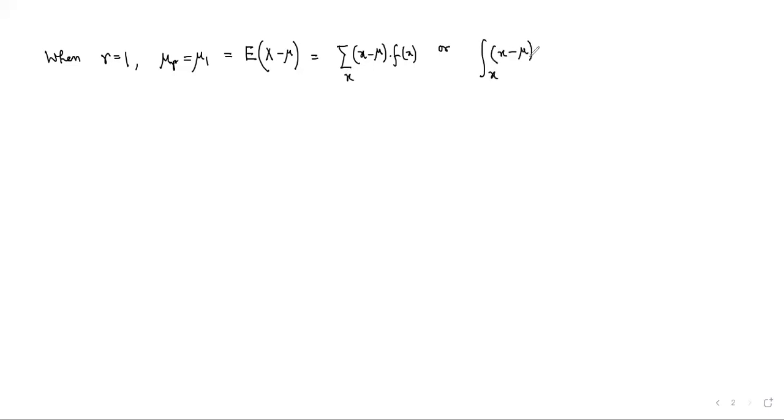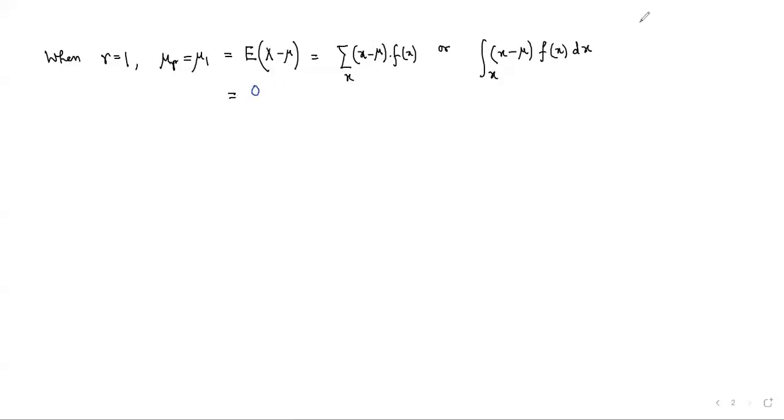When r is equal to 1, the moment about mean is denoted by mu 1, which is expectation of x minus mu, which is calculated as summation of x minus mu to the power 1 fx, or integration over x minus mu fx dx. But if you carefully observe, this quantity, this value would be 0.